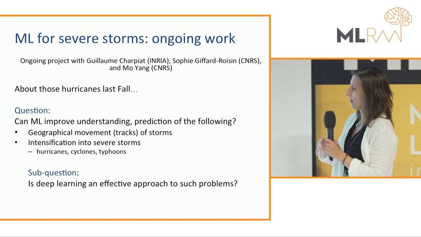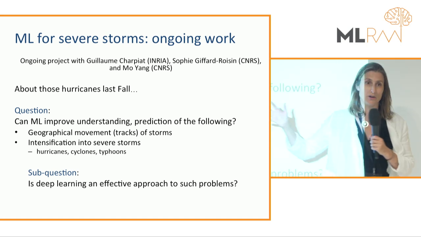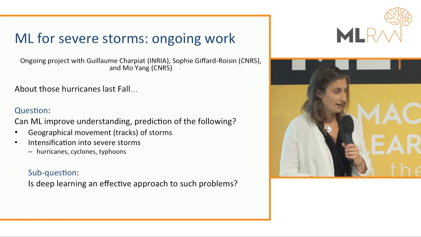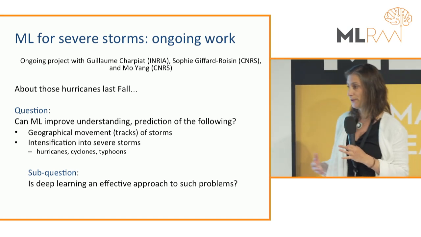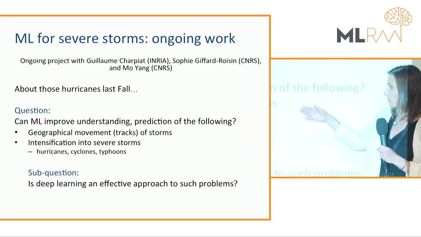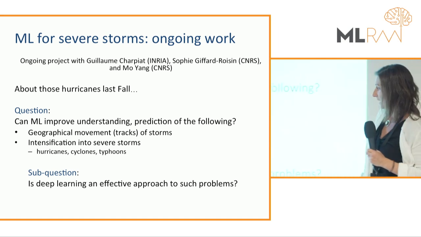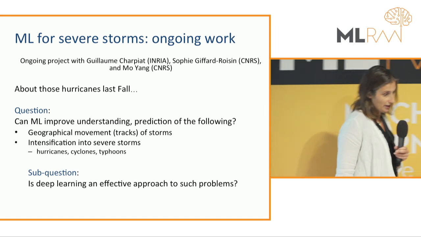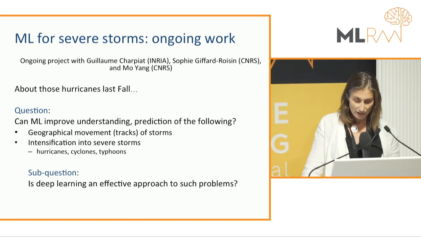We are going to have storm track data, and maybe we can also consider field data that we have, like wind field, temperature field, pressure fields, et cetera. So can we predict tracks and intensifications? And is deep learning an effective approach here?